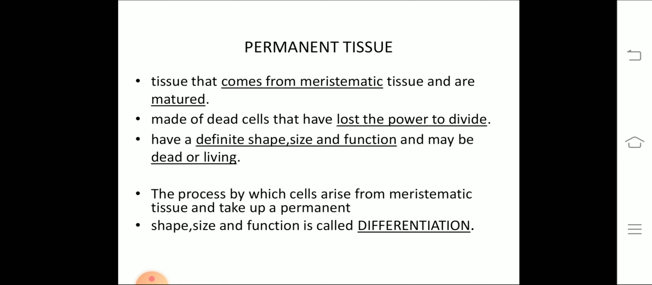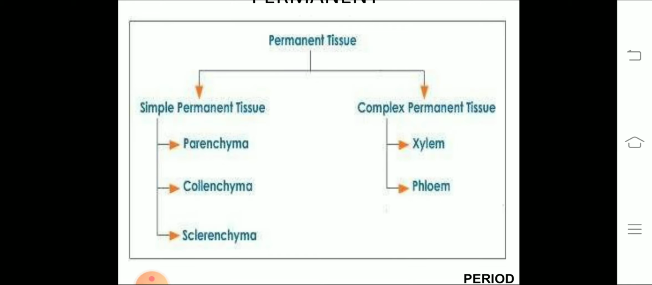Now permanent tissues are of two types: simple permanent tissue and complex permanent tissue. They come from meristematic tissues, and they are the mature tissues. Mostly these tissues are made up of dead cells and they do not have the power to divide. They are formed due to the process of differentiation. Simple tissues are of three types: parenchyma, collenchyma, and sclerenchyma. Complex permanent tissues are xylem and phloem.